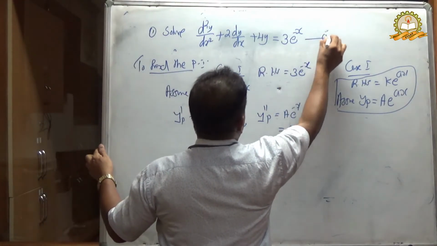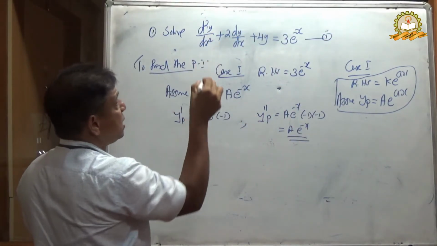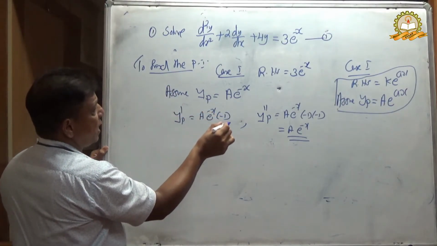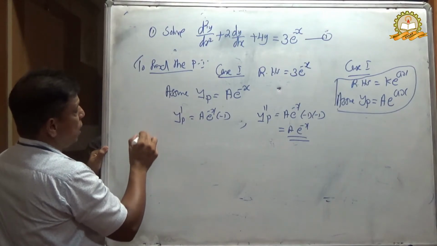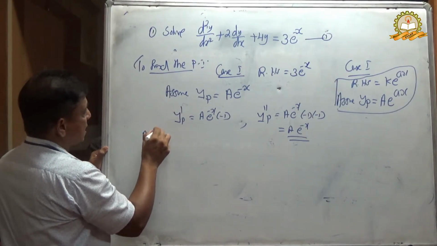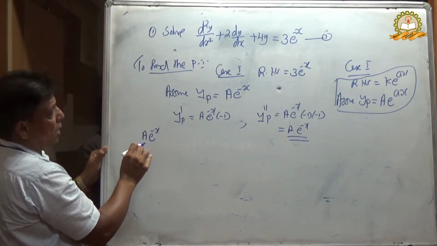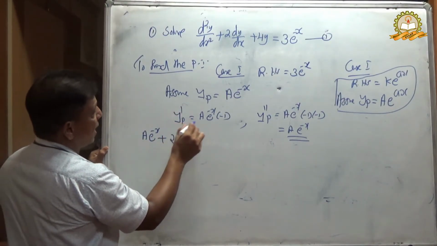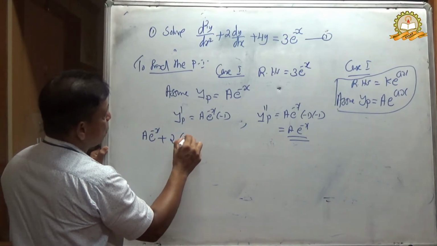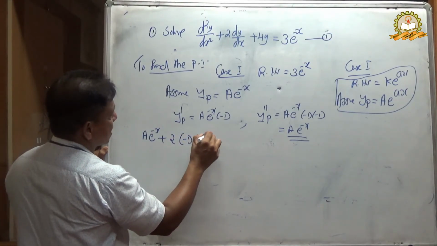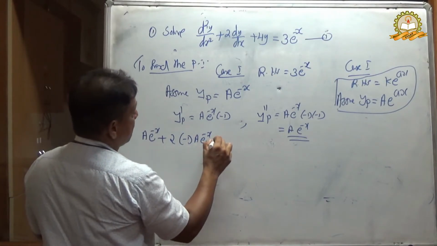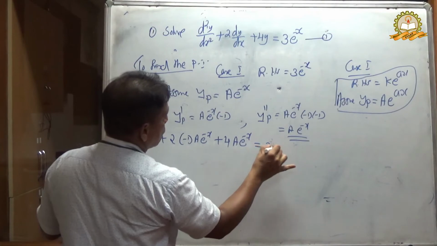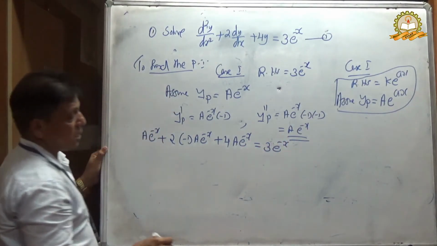Substituting in the given problem, a into e raised to minus x, that is the second derivative, is equal to a into e raised to minus x plus 2 into the first derivative, minus 1 into e raised to minus x, then plus 4 into a into e raised to minus x. That is equal to 3 into e raised to minus x.